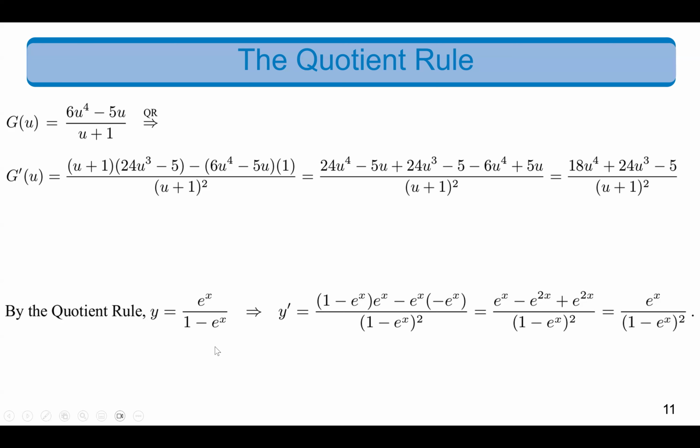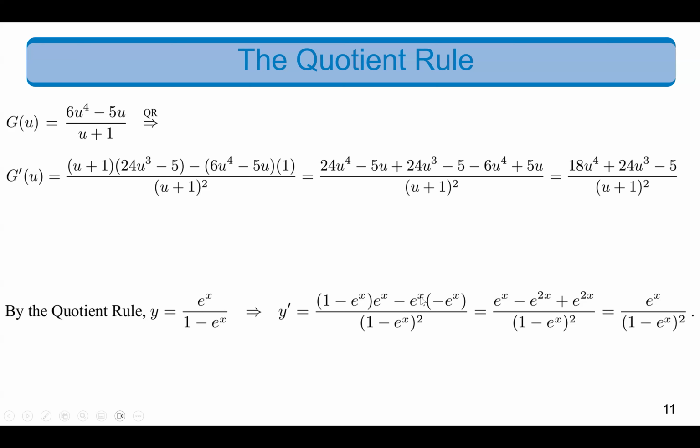So this means we have to find the derivative of the numerator e^x first times the denominator, minus the derivative of the denominator times the numerator. So the derivative of e^x will give us e^x times (1 minus e^x), minus, now we find the derivative of 1 minus e^x, which will give us minus e^x, then times e^x here. All over (1 minus e^x) squared.